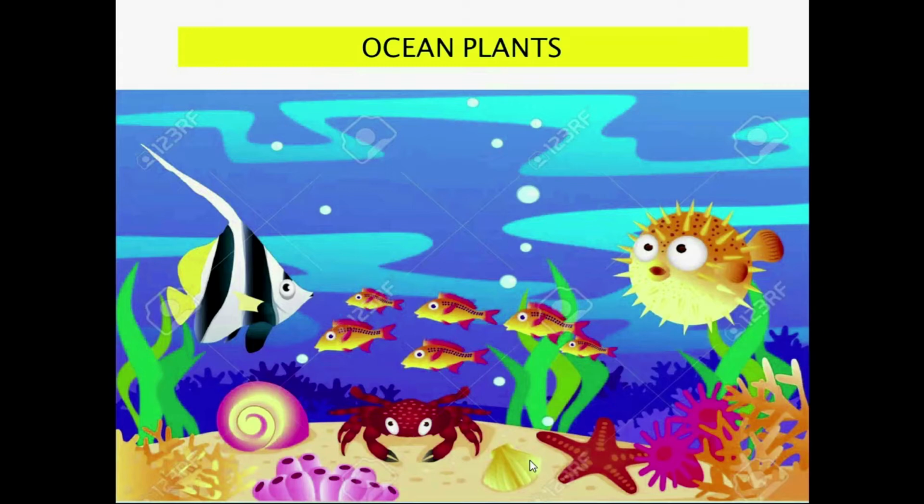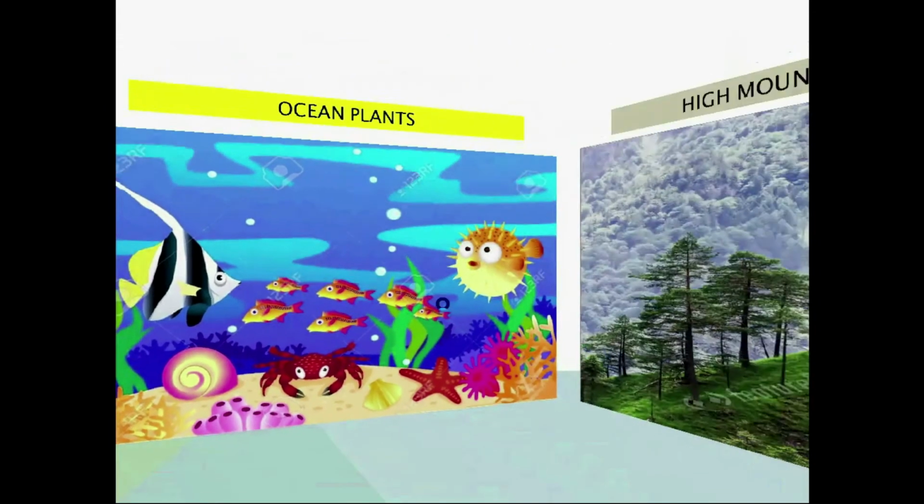Fishes, starfish, and other animals live under the water. There are some animals which live under the water. Those animals will be called ocean animals. So what have we seen in this diagram? Ocean plants and then ocean animals. Ocean plants and ocean animals are those which live under the water.